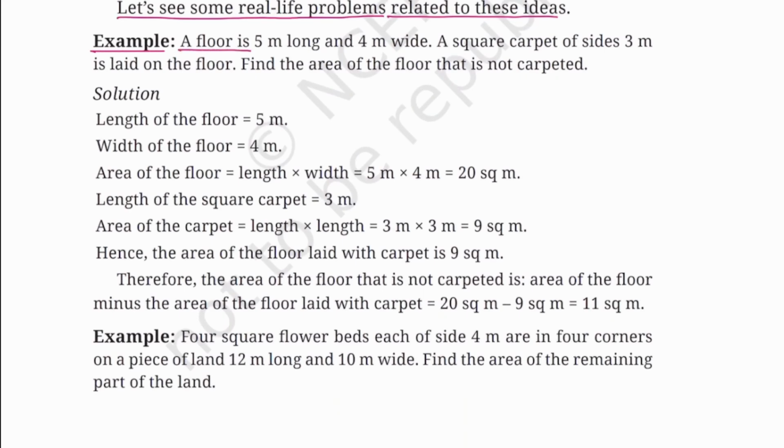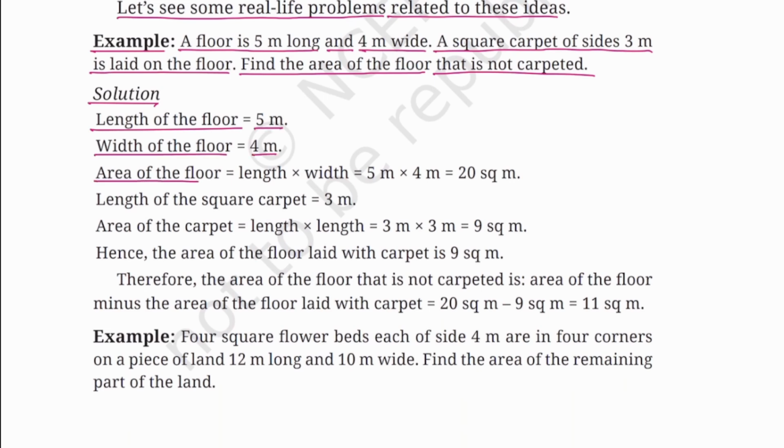Example: a floor is 5 meter long and 4 meter wide. A square carpet of sides 3 meter is laid on the floor. Find the area of the floor that is not carpeted. Solution: length of the floor 5 meter, width of the floor 4 meter, area of the floor length into width, 5 meter into 4 meter, that is 20 square meter.